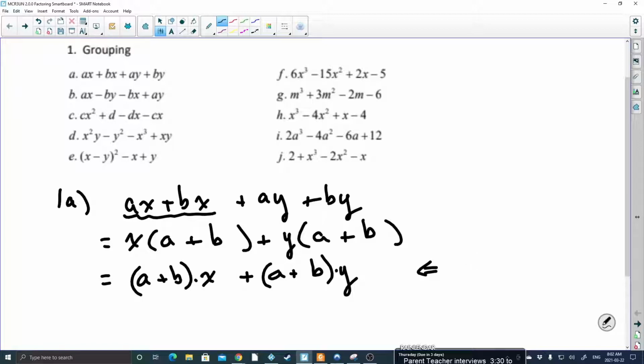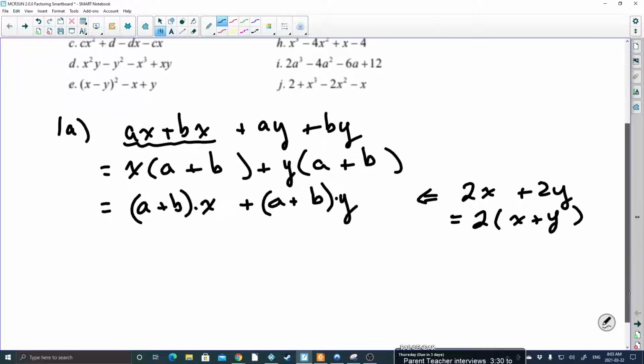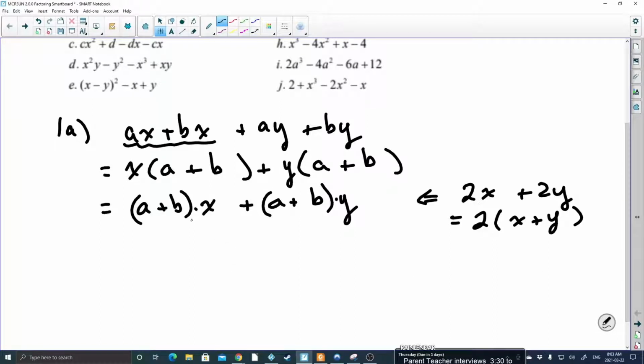Let's say we had 2x plus 2y. Now you can clearly see that the 2 is common to both terms, and therefore I can pull the 2 out in front, and I'd have x plus y left over. Well, I can do the exact same thing with a plus b. Now, some people think that it's a little bit difficult to see, and you can do something called a variable substitution if you want to help yourself see what's going on here.